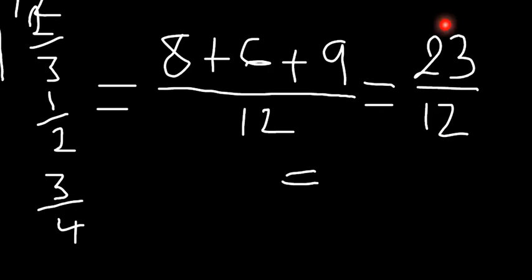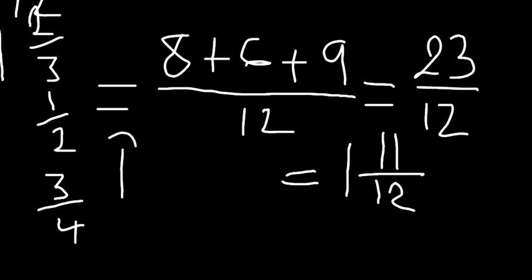So 12 goes into 23 how many times? It's 1 time, because 2 times 12 is 24, so that's too big. So it's only 1 time. Okay, so 12 is the denominator. 12 times 1 is 12. How much do you need to go to 23? You need 11.